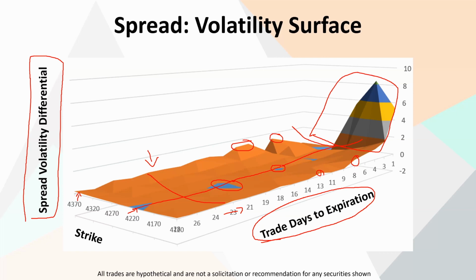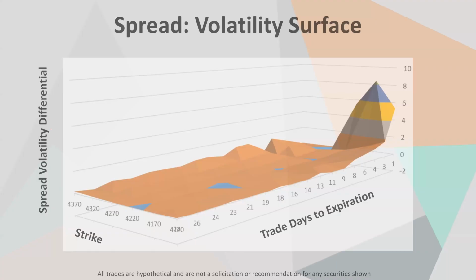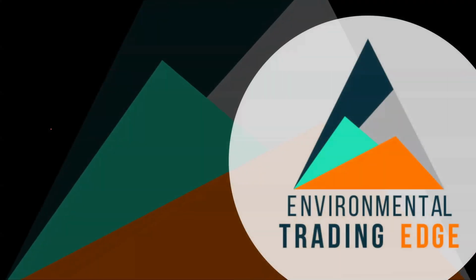So at this particular time, when I took this snapshot, the spread volatility differential was not in favor of verticals that are pointed towards the money. Basically, it's telling us that the options near the money, relative to the options out of the money, are underpriced as far as their volatility is concerned. So that's what that graph does.